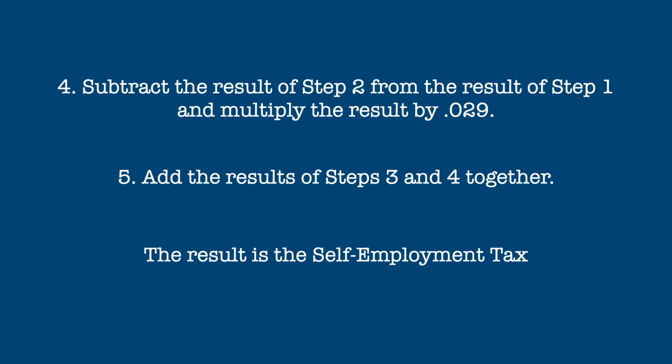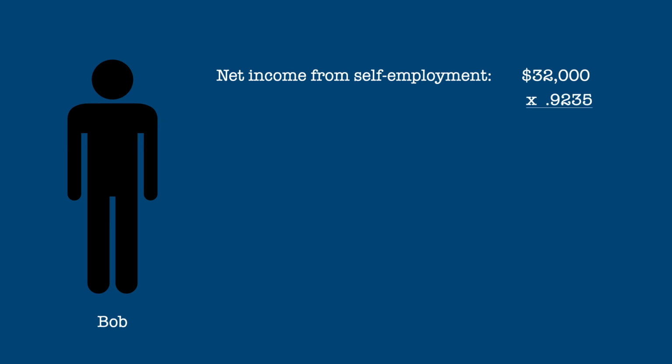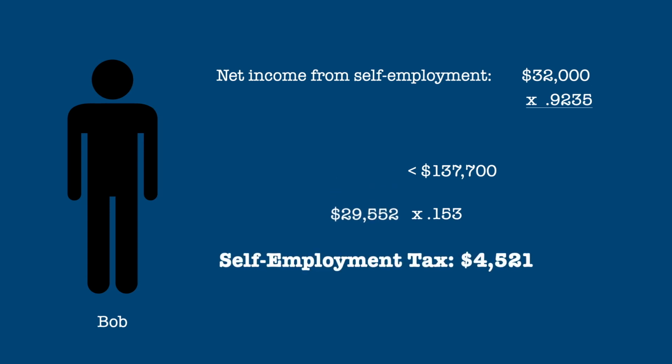To make it a bit clearer, here are a couple of examples. Bob is a self-employed electrician whose net income is $32,000. To calculate his self-employment tax, he multiplies his net income by 0.9235, resulting in $29,552. Since that amount is less than $137,700, he then multiplies the amount by 0.153, yielding a self-employment tax of $4,521. He is also allowed to adjust his income subject to tax by $2,261.